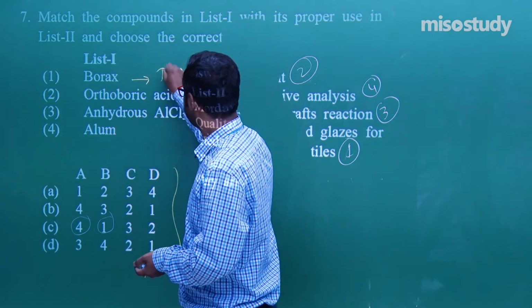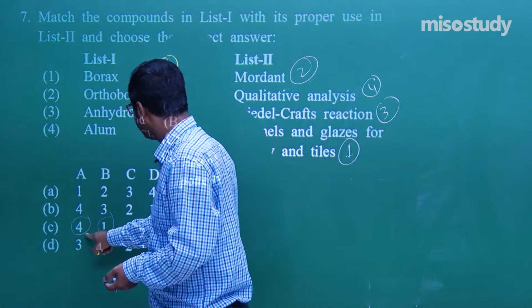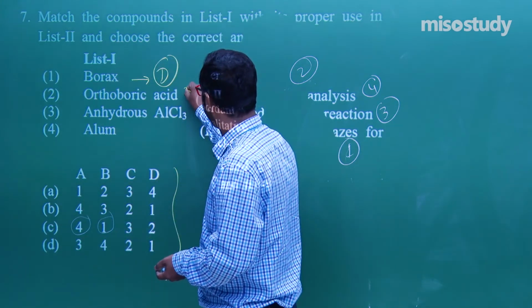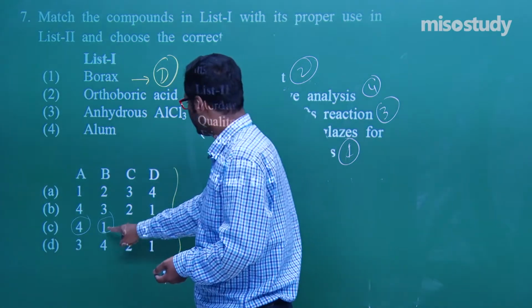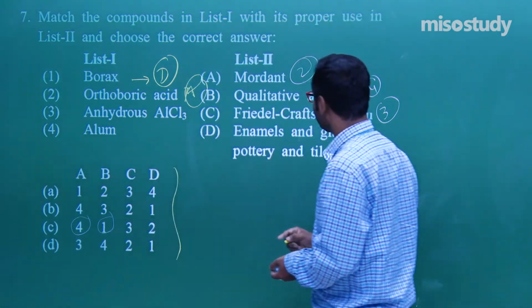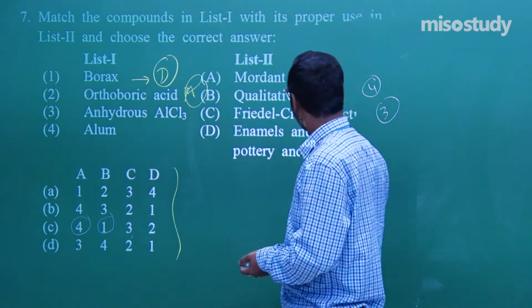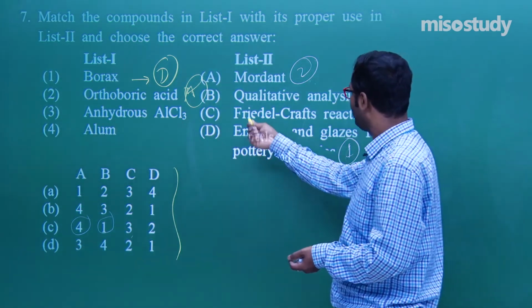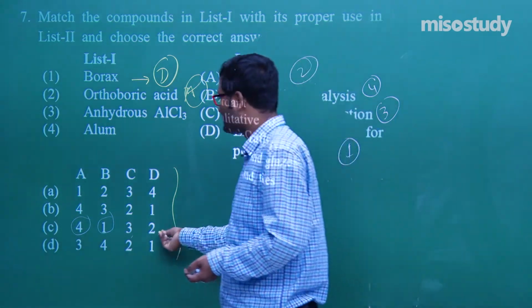For 1, this is the D option. Check out here, put 1, that is the D option. Okay. And for orthoboric acid, that is the A option, that is the 1. Okay. For anhydrous AlCl3, that is Friedel-Crafts, that is the third option. For alum, that is qualitative analysis, that is B. Yes, this is the correct.